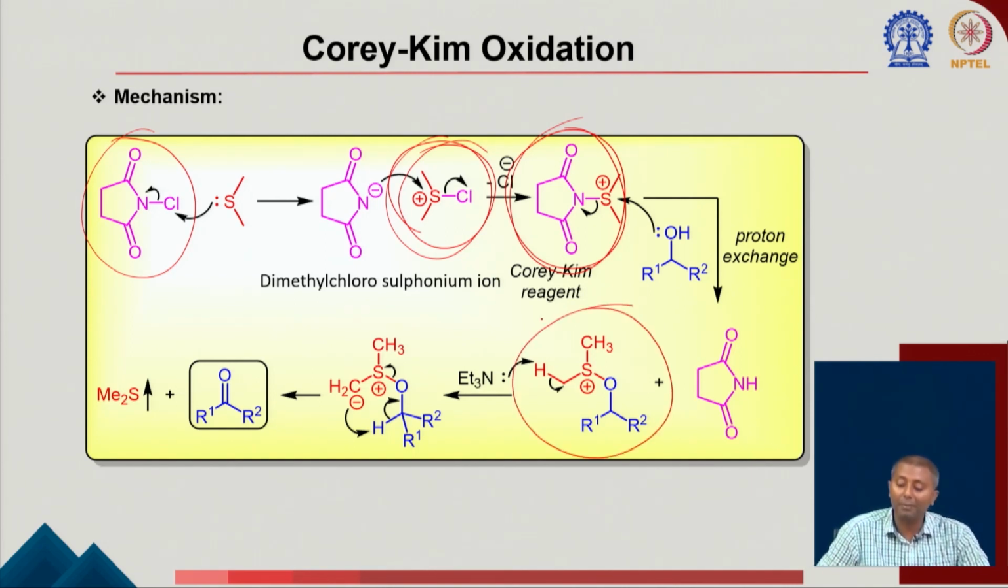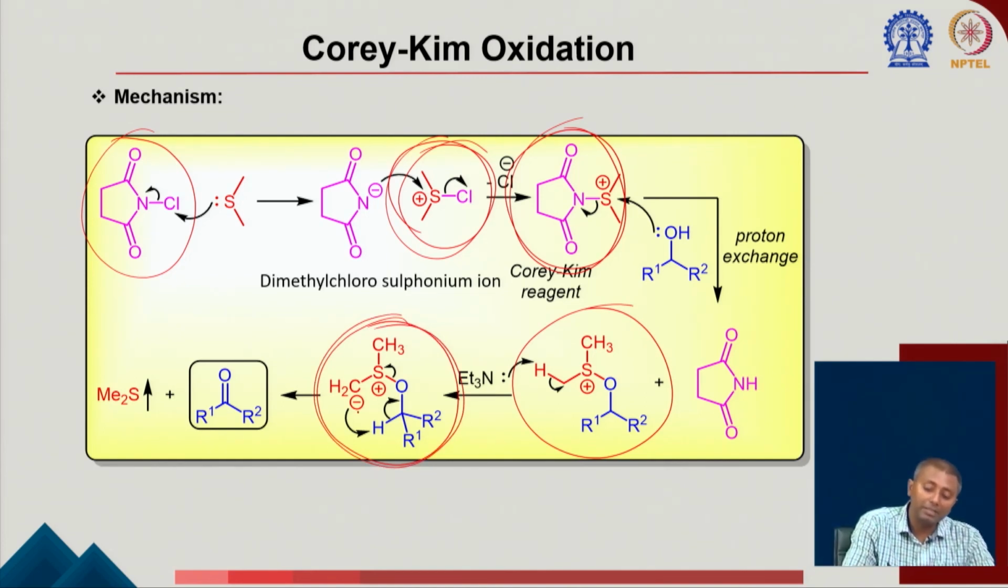Again you have triethylamine that can abstract this proton to generate the corresponding ylide, the sulfonium ylide. Now once you have this stage, which is the last stage for a lot of these oxidations you have seen, this CH2 minus is going to take this proton, form the double bond and get rid of dimethyl sulfide as a gas.